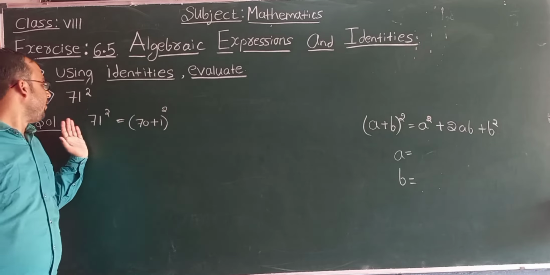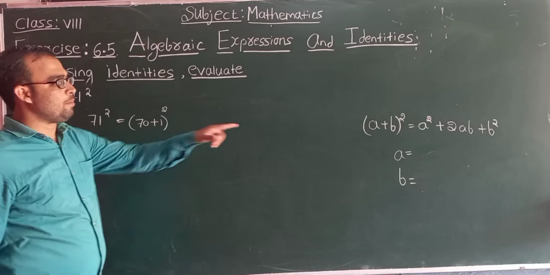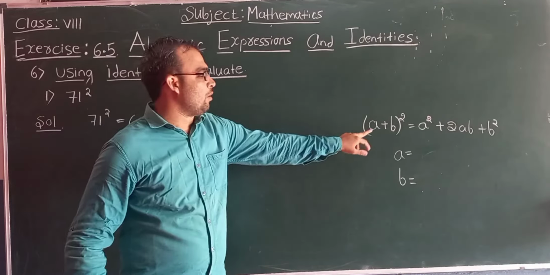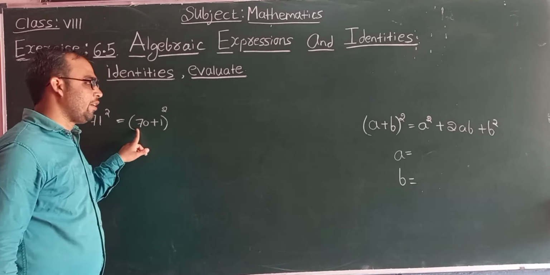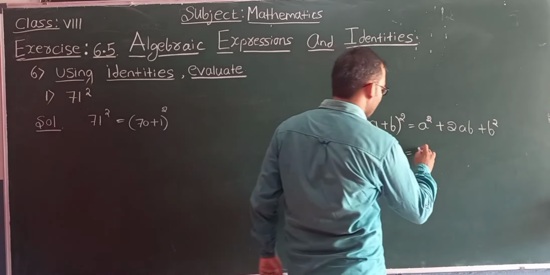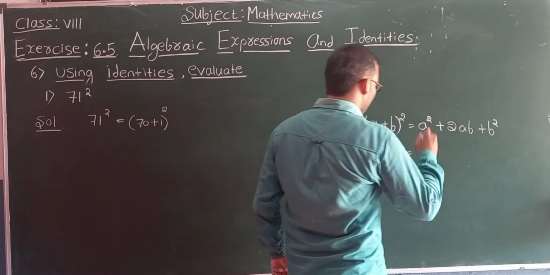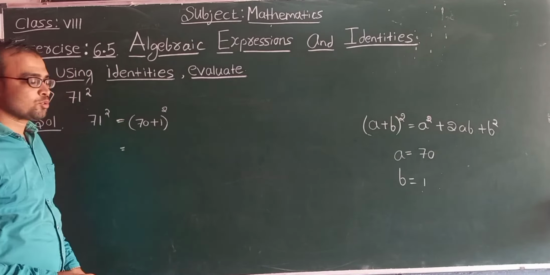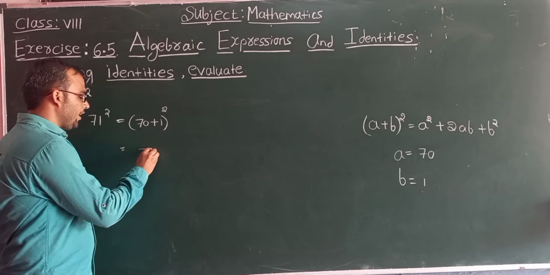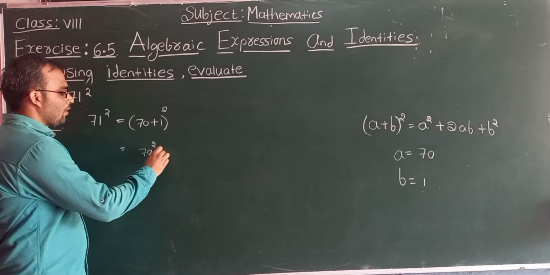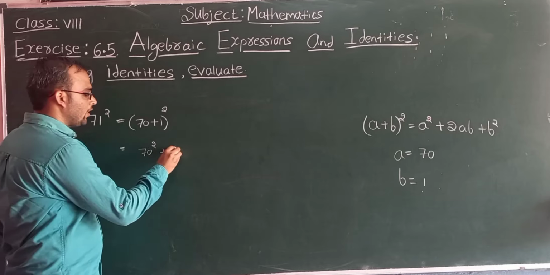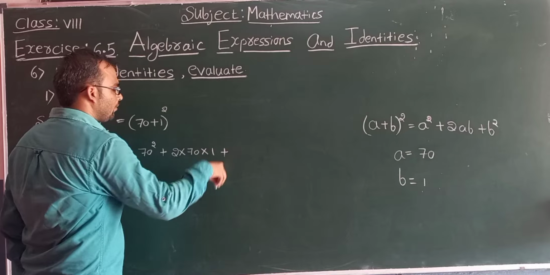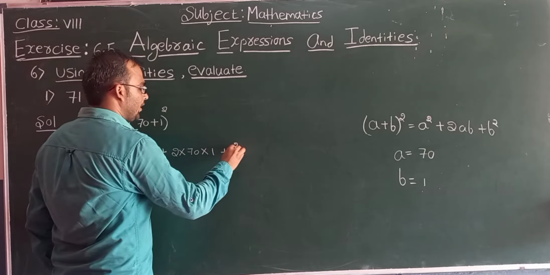Now we have converted it into the form of (a plus b) whole square. Now compute this with the formula. In place of a there is 70, and in place of b, 1 is there. According to the formula, a square means 70 square, plus 2ab, that is 2 into 70 into 1, plus b square, that is 1 square.